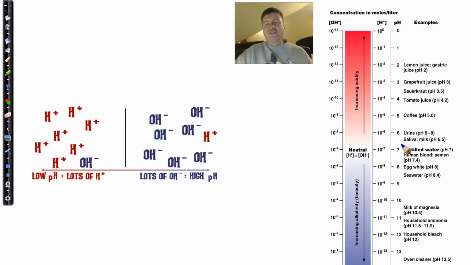But notice where most living things are in terms of our solutions. You see urine, you see saliva, you see blood, semen, even, they don't have it on here. Oh, there it is. Gastric juice at a pH of 2. So you see that even in our body, the pH of all solutions isn't the same. There's slight differences in concentrations of how many of these we have in some places versus how many of these we have.